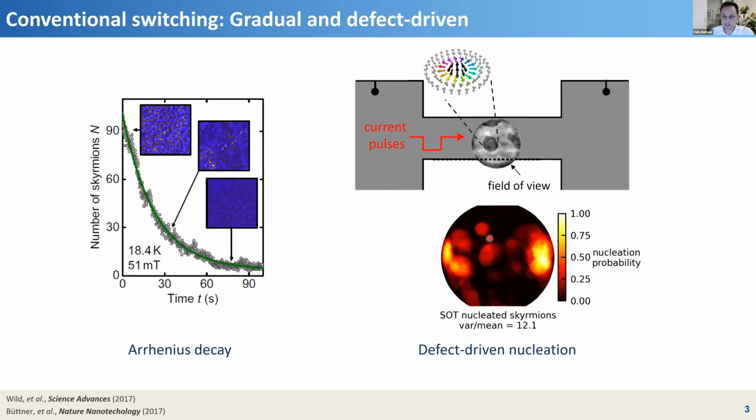And what we see here is that there is a very highly concentrated probability distribution in some areas. If we evaluate this, we can quantify it with this number, the variance over the mean of this distribution of finding skyrmions in particular positions. And this number is relatively large. So this is a process that is clearly defect driven, similar to what we expect in other first order phase transitions.